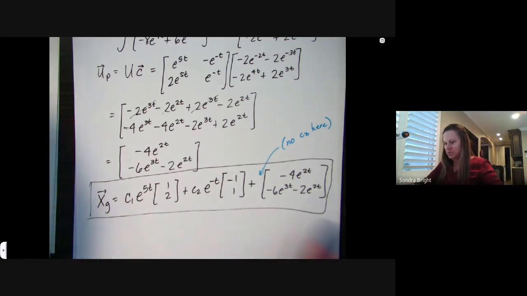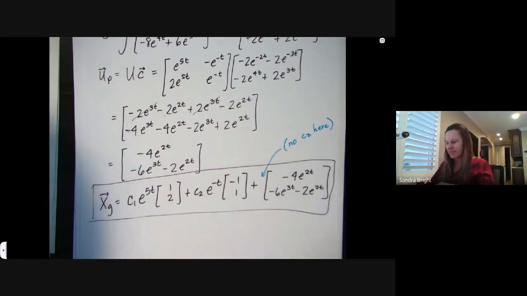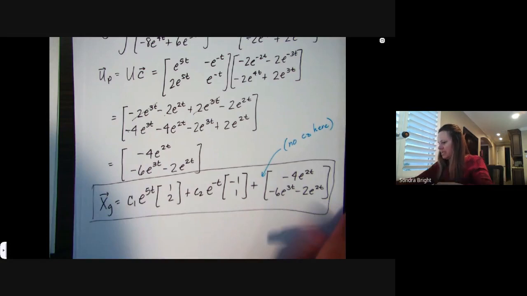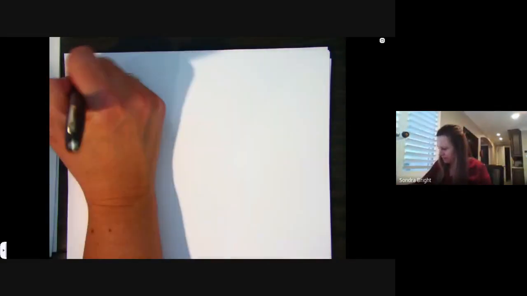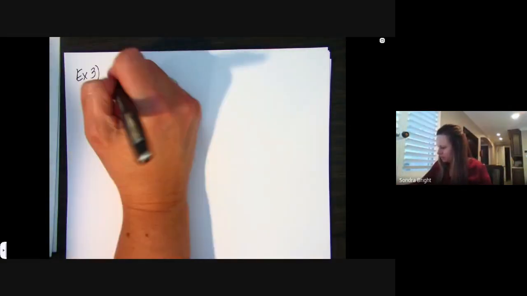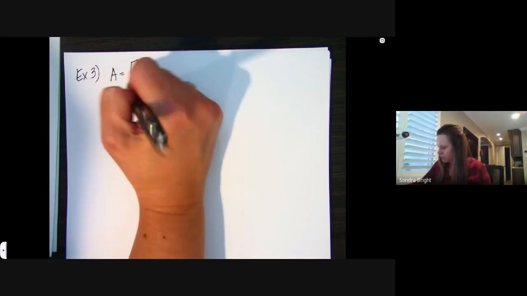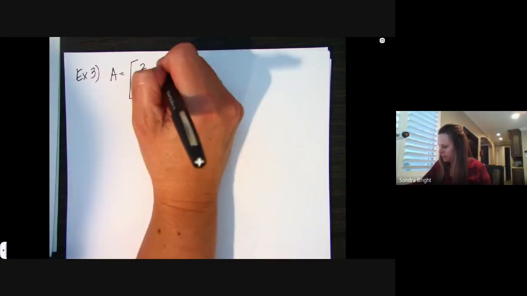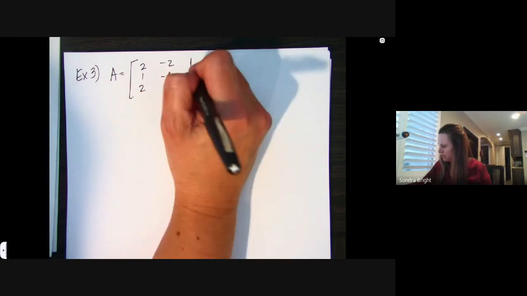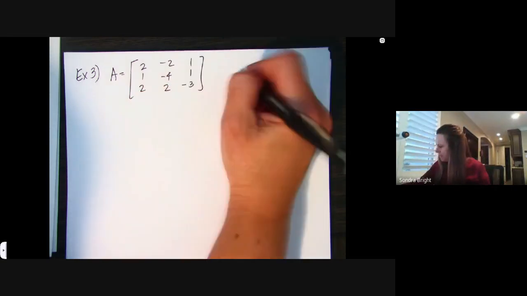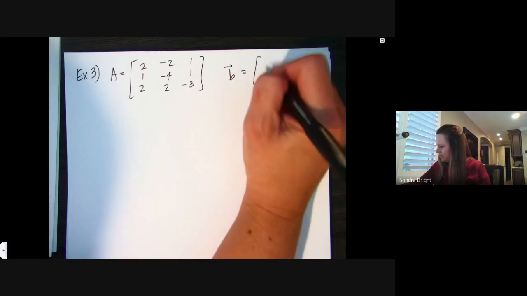The doozy of a doozy of a doozy. For real. Example 3. All right. This is a 3 by 3. So a heck of a lot more work. A is 2, 1, 2, negative 2, negative 4, positive 2, 1, 1, negative 3, and B is 0, 1.